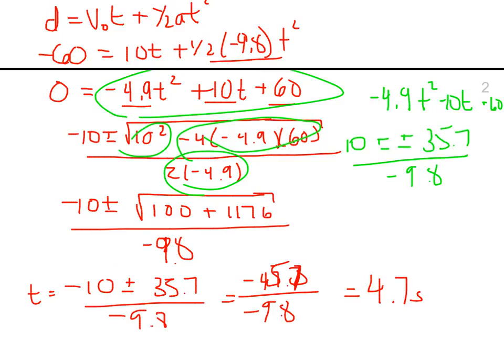I still need a negative number on top. So if I add 10 and 35.7, I get positive divided by negative, which is negative time. Doesn't make sense. I'm going to do 10 minus 35.7, which is negative 25.7, all over negative 9.8. And 25.7 divided by 9.8, I get 2.6 seconds.